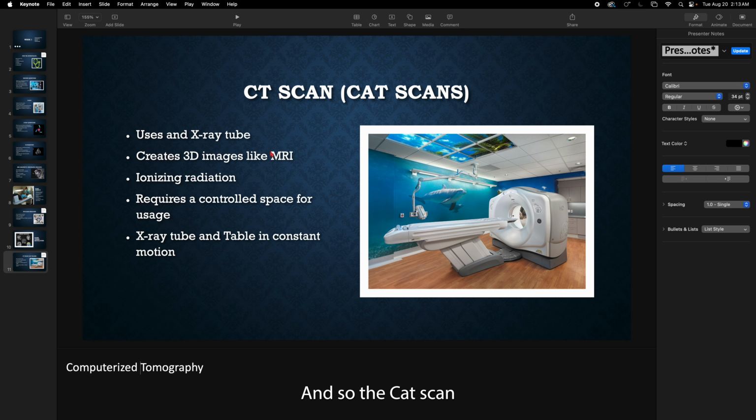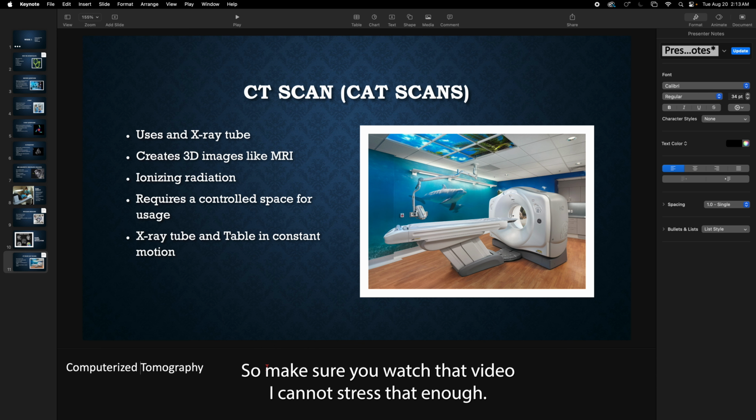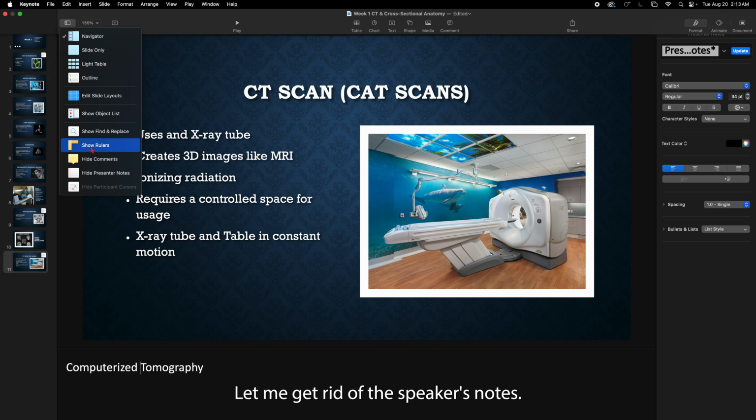And so the CAT scan or CT scans, they use an X-ray tube. An X-ray tube is in here. And the part of the video would show that also. So make sure you watch that video. Cannot stress that enough.